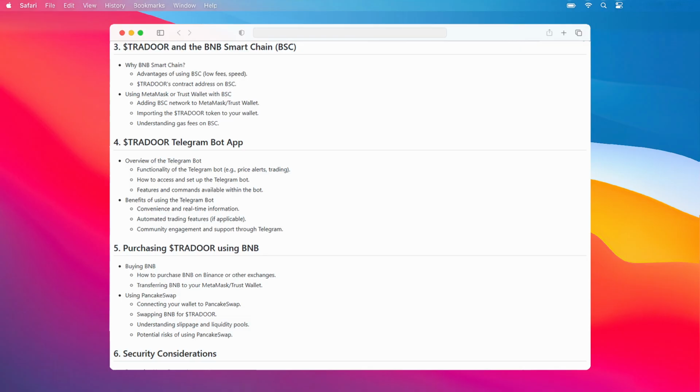You'll then explore the Tradoor Telegram bot app, detailing its functionality, such as price alerts and potential trading features, and how to access and set it up. We'll cover the available features and commands.